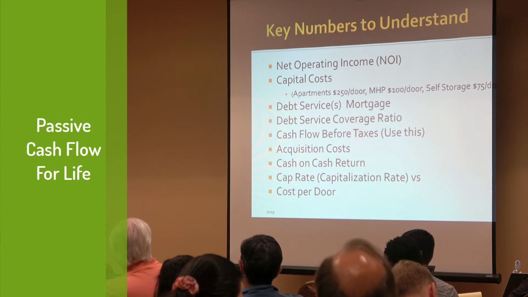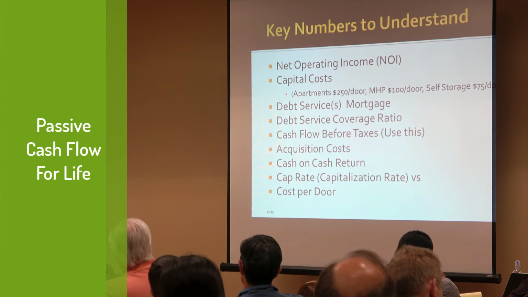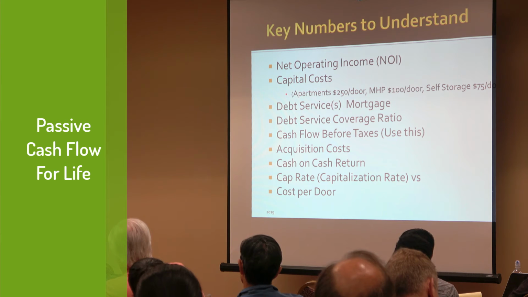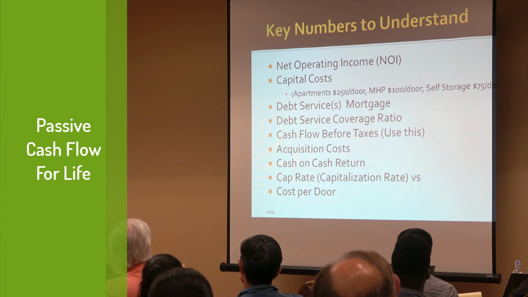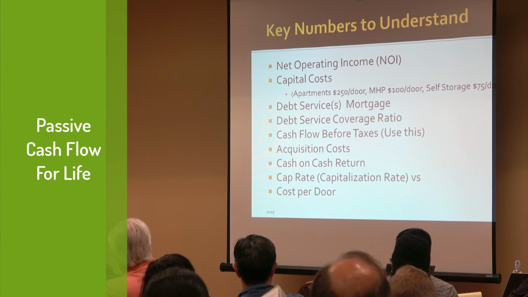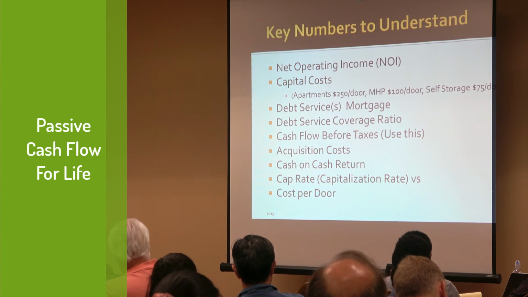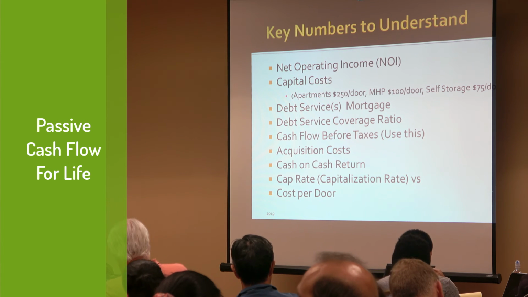And to get my cash on cash return, I'm going to take all of my acquisition costs and divide it by my cash flow after my mortgage and interest is paid. That now becomes my cash on cash return. I have to use my total acquisition costs to really understand how hard my money's working for me. Does that make sense to everybody? Okay. Cap rate, we talked about versus cost per door.